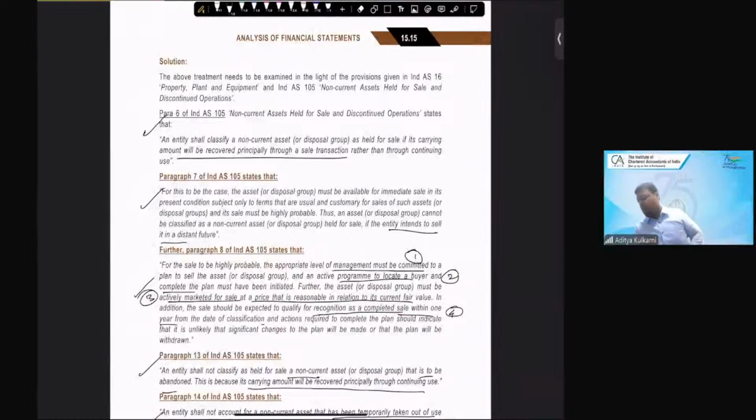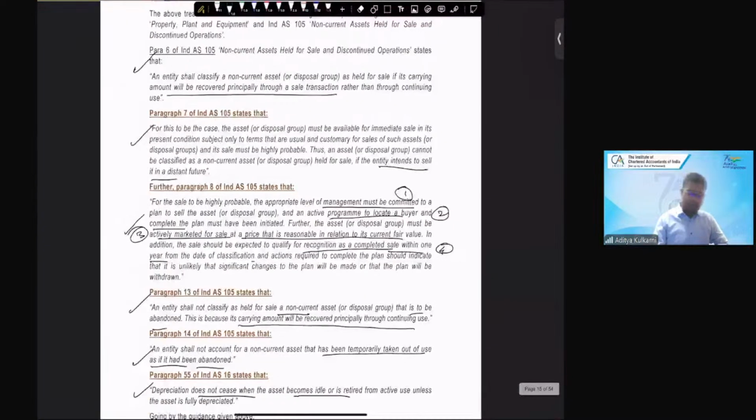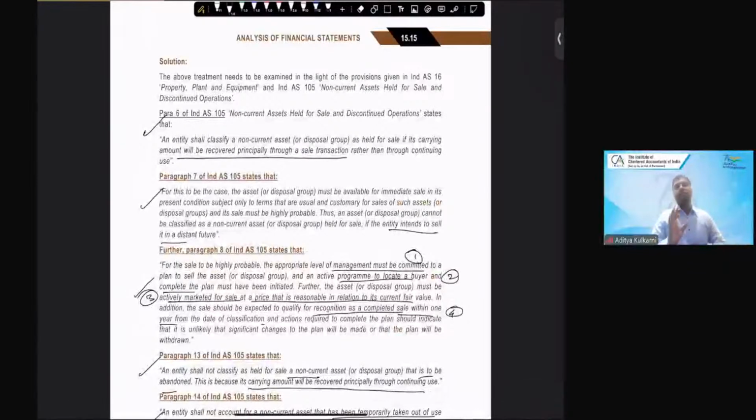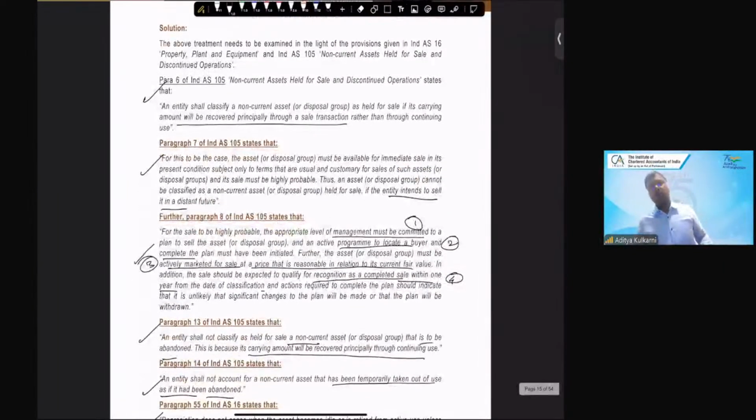clearly specify what is required in the Ind AS and what the entity has done. So what the entity has done is not done properly. Are we able to understand? Yes, sir. So you have to mention your arguments in this particular fashion. You need not write the para number. But at least the standard, what is required in that standard, what is not being fulfilled here, all those things you need to highlight.